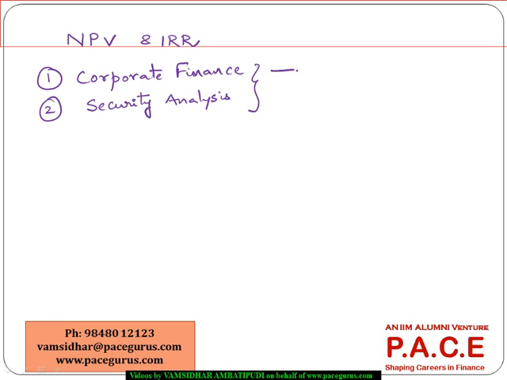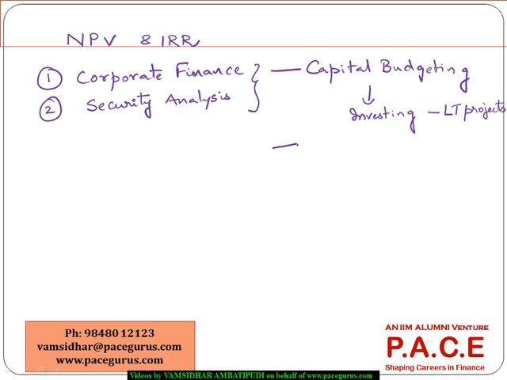Here, if I look at major sections, one is capital budgeting, which typically talks about allocation of funds, or investing in long-term projects. What kind of projects to choose, which ones to accept, which ones to reject. Decisions relating to long-term projects and the investment in those long-term projects go with capital budgeting.